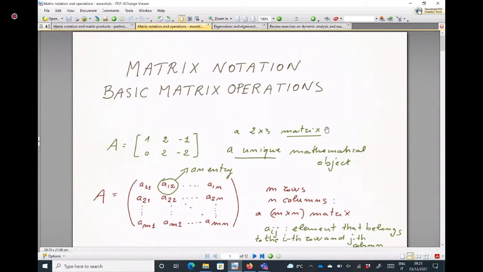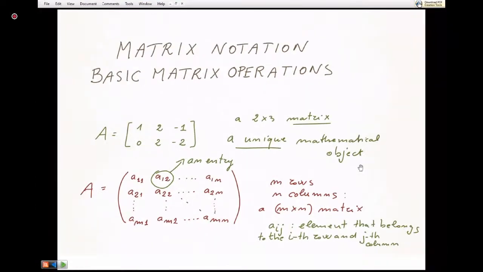So basically, you all know that a matrix can be regarded as an array of numbers arranged in rows and columns. This is the general representation of a matrix. This is an m by n matrix, m rows, n columns. For instance, this one has 2 rows and 3 columns, so it is a 2 by 3 matrix.